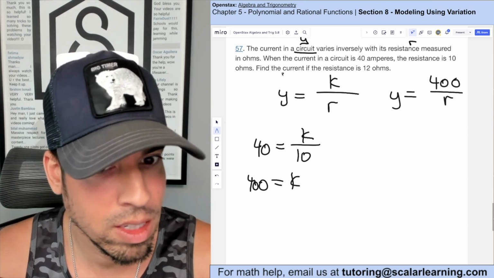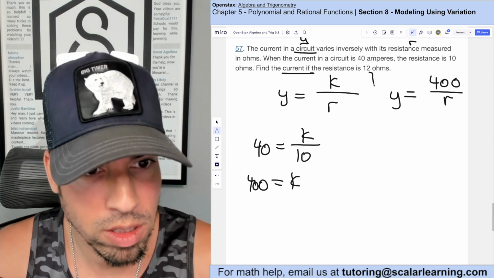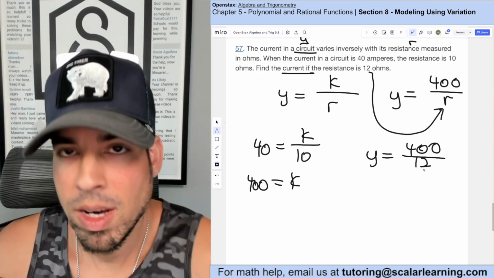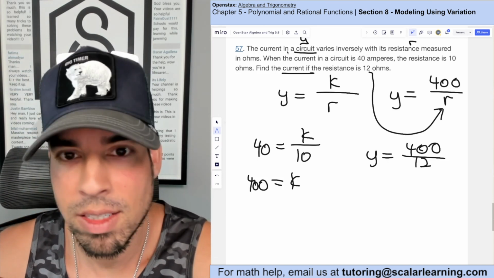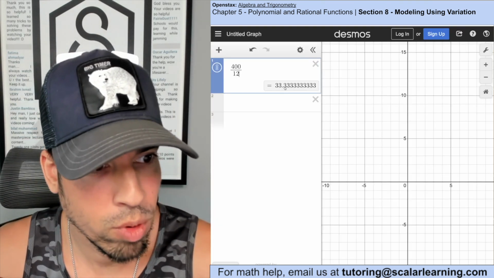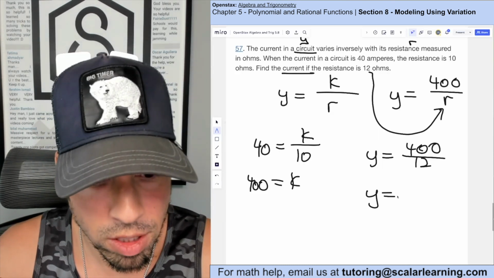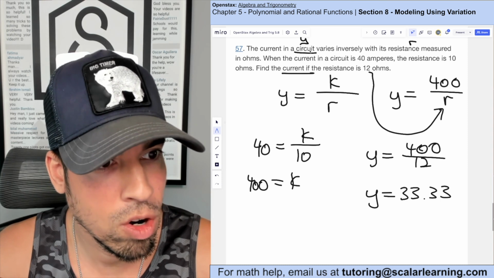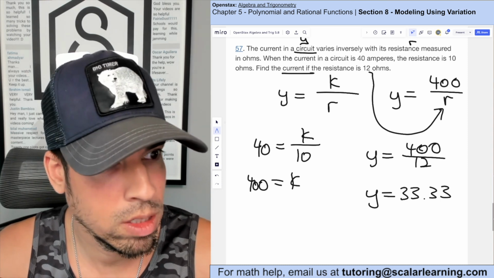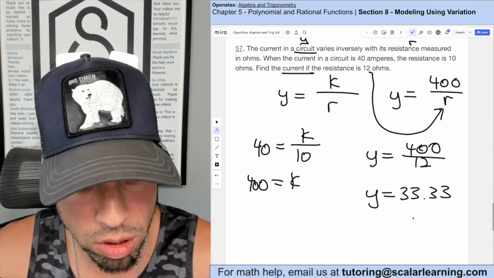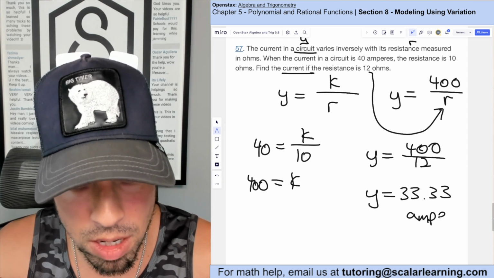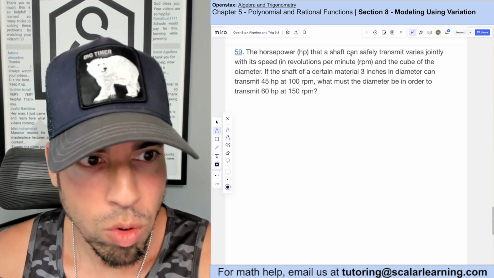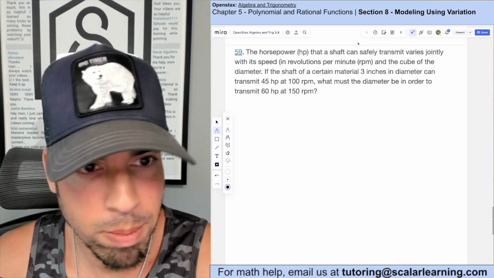And now it says find the current, which is y, when the resistance is 12. So we plug and chug like so. And then we got 400 divided by 12 for the answer. So let's do that in Desmos. So we get 33.3 repeating, which if we round to the nearest hundredth would be 33.33. And current is measured, what did it say, in amperes? So we say 33.33 amperes. There's the answer. Done.